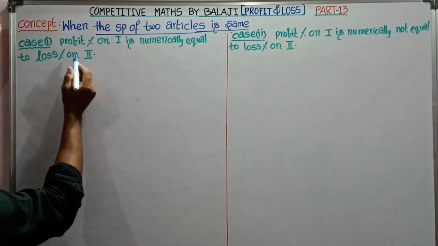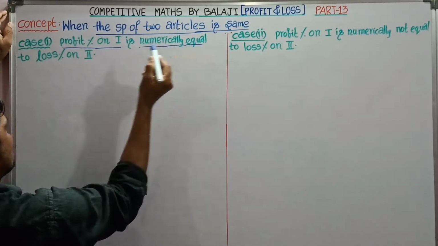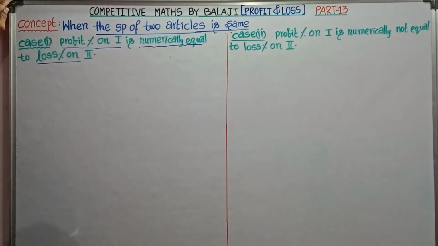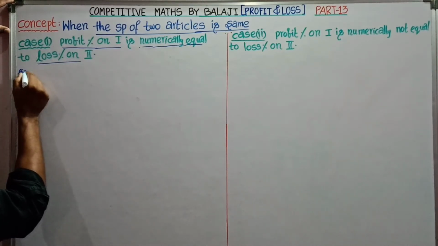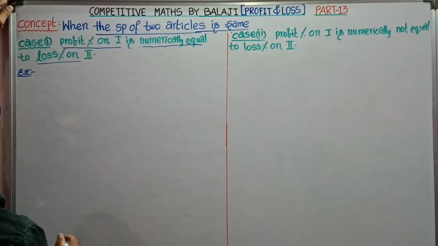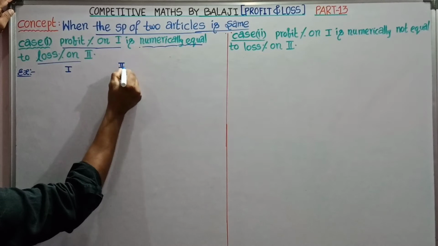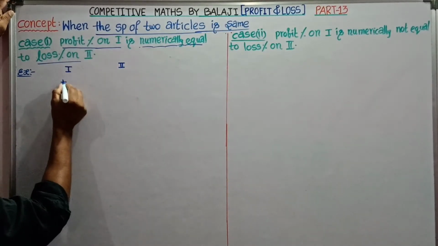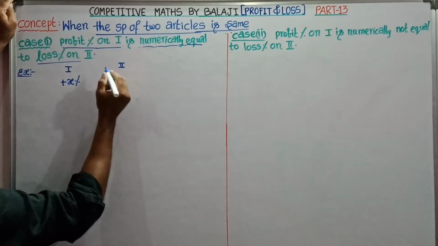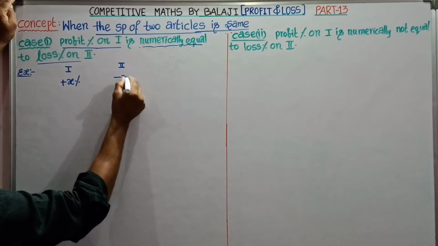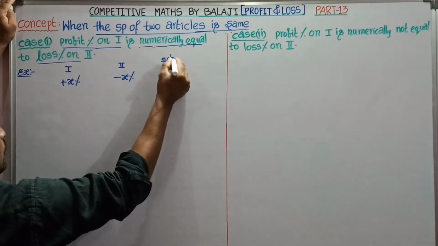In case 1, the profit percentage on the first article is numerically equal to the loss percentage on the second article. Then let us find the overall effect. For that, consider an example. We have two articles, first article and second article. Suppose on selling the first article there is a gain of X%, and on selling the second article we incur a loss equal to X%. Here the SPs are equal.